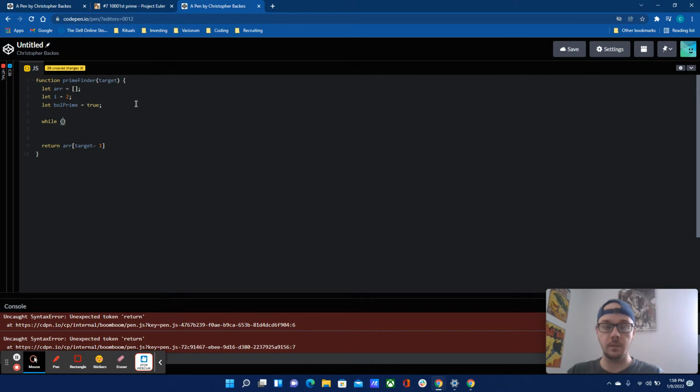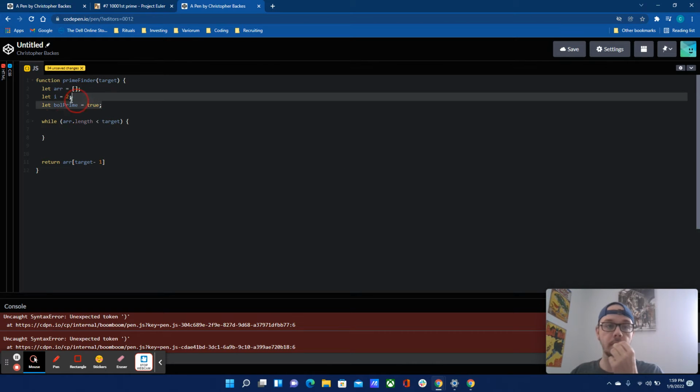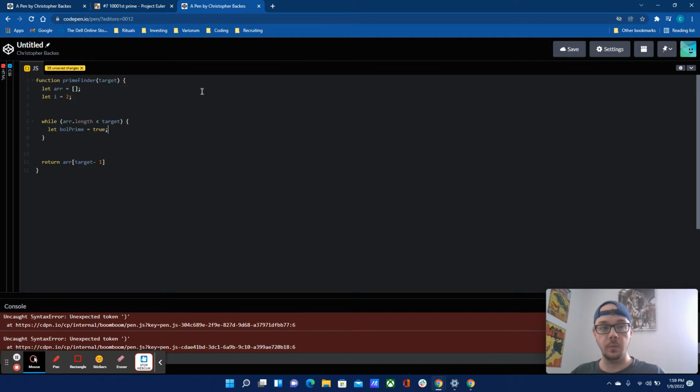So while r dot length is less than target, we are going to be checking to see if i is prime. So what do we want to do here? Oh, you know what? Let's have this down here, because the first thing that we're going to need to do when we loop back around is reset it to true anyway. So if we just declare it right there, we can keep it in the lowest level scope it needs to be.